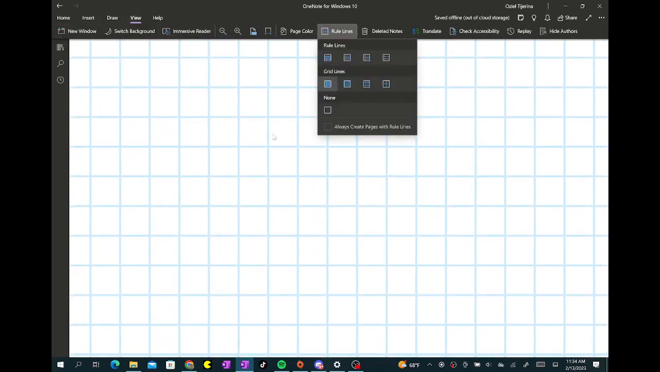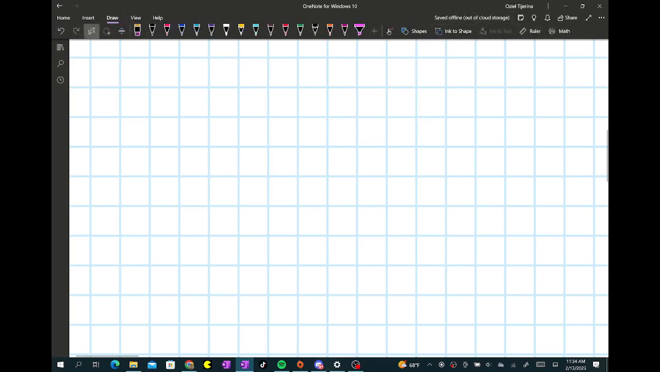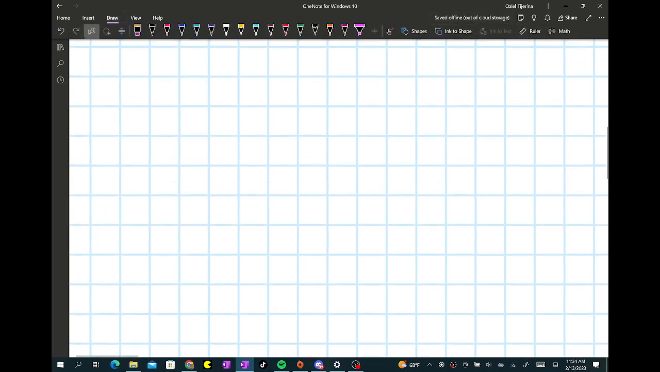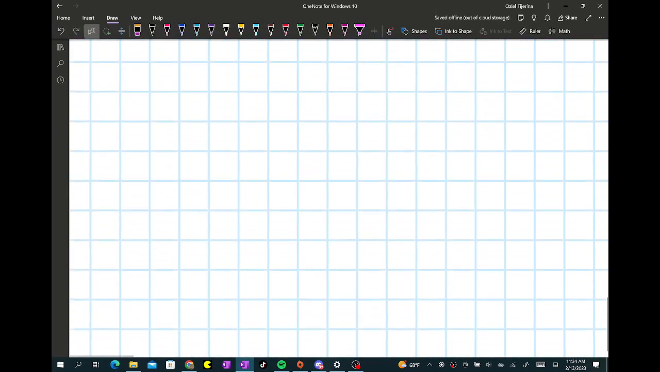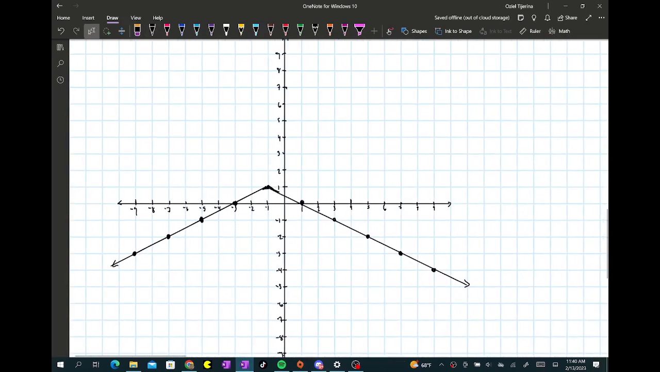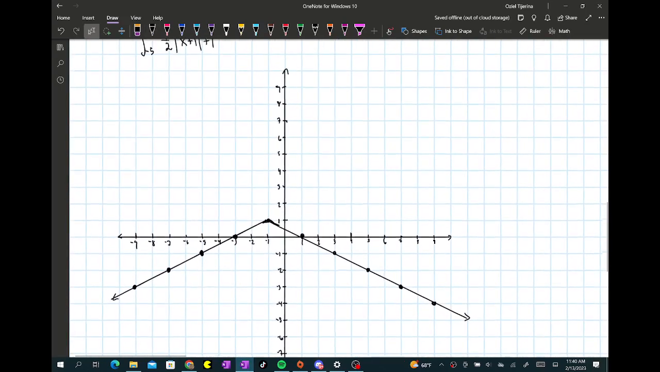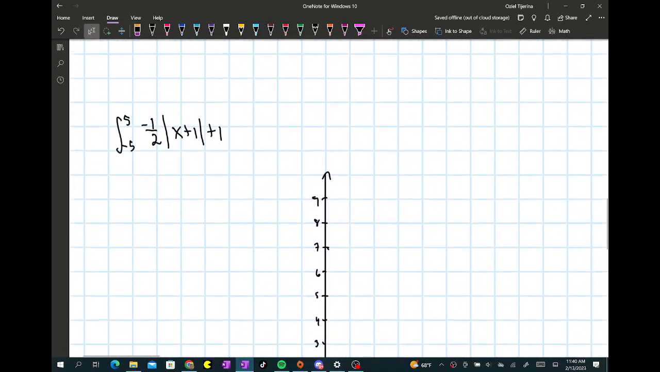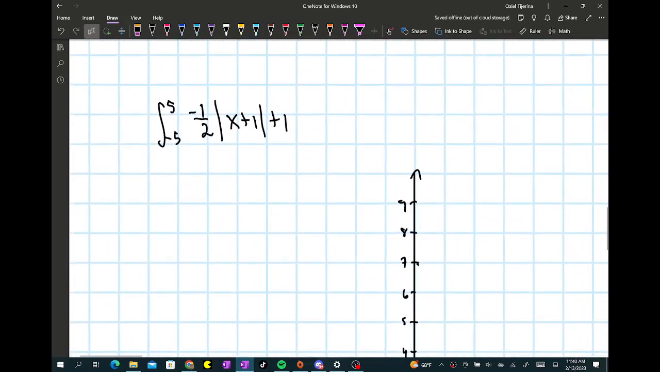So let me do this really quick. So we have -9, -8, -7, -6. Let me go ahead and draw the graph. Okay, so this is the graph of the absolute value function. Like I said, we're going to split it up into multiple triangles or shapes. So it is from -5 to 5, and I forgot to put here dx.